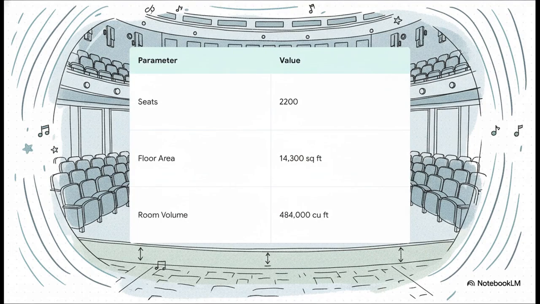Let's start plugging in some numbers. We're starting with 2,200 seats. Now, a good rule of thumb for architects is to budget about 6.5 square feet per person. That gives us a total floor area of 14,300 square feet. But for music, sound needs air. It needs space to develop. So we multiply that by a standard volume per seat factor, and we get a massive 484,000 cubic feet of room volume to play with. That is a huge space.